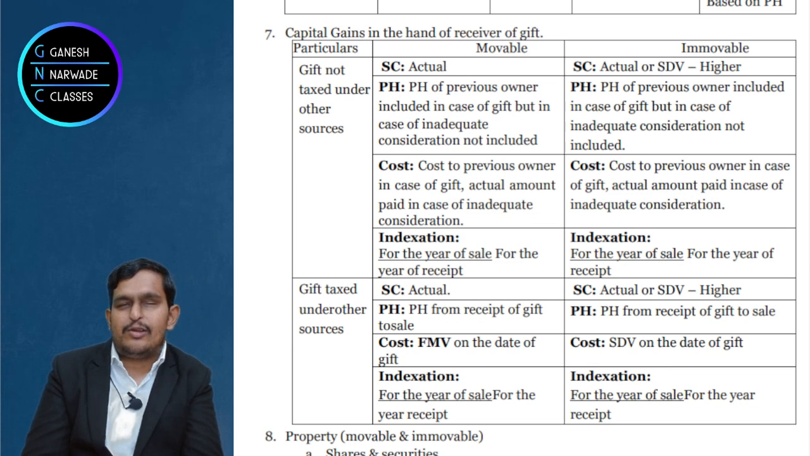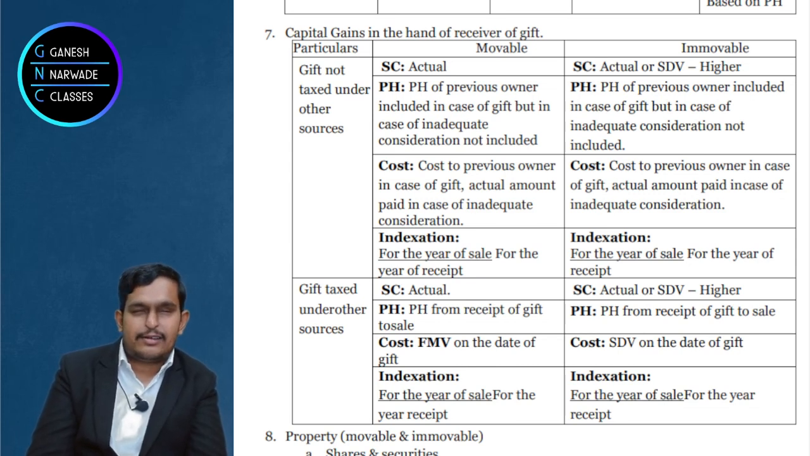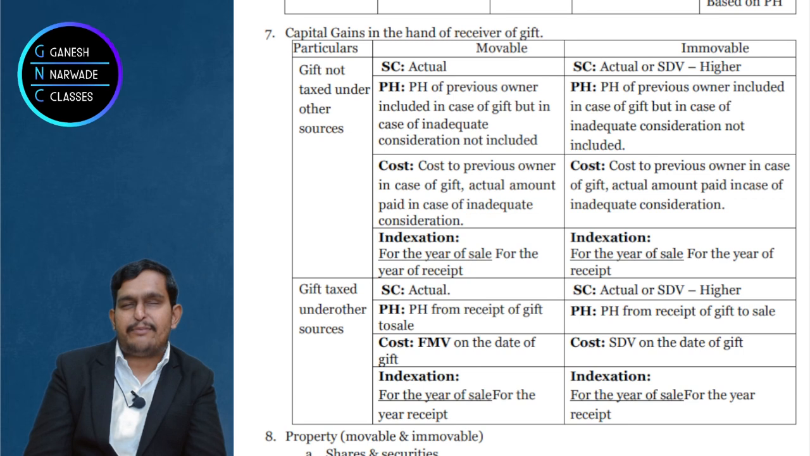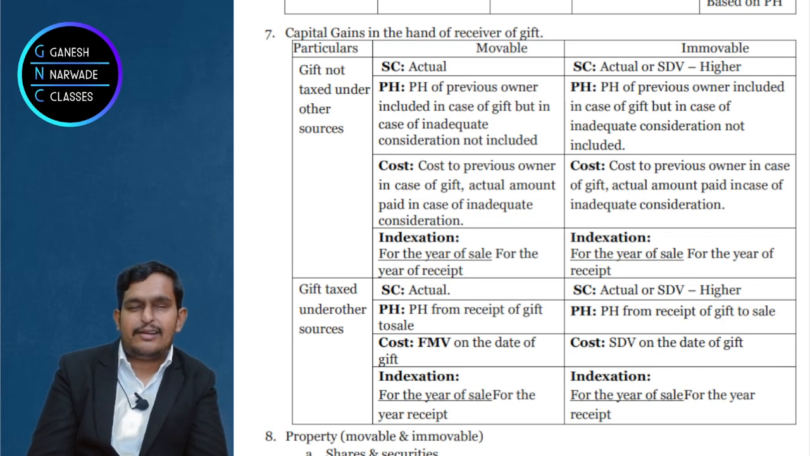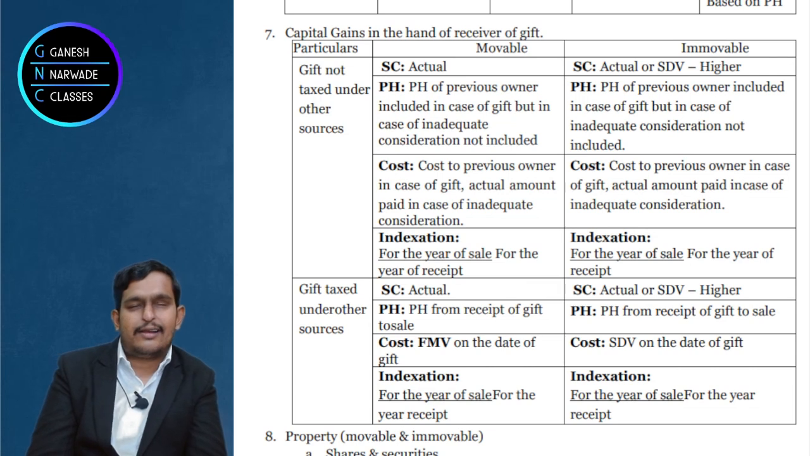Okay, this is what you should remember. This is about movable property, right? What about if under other sources you are not at all paying any tax? Then you sold the asset. So obviously, in capital gain, your sale consideration is the actual sale consideration. Transfer expenses are actual. You get net sale consideration after deducting transfer expenses from sale consideration.